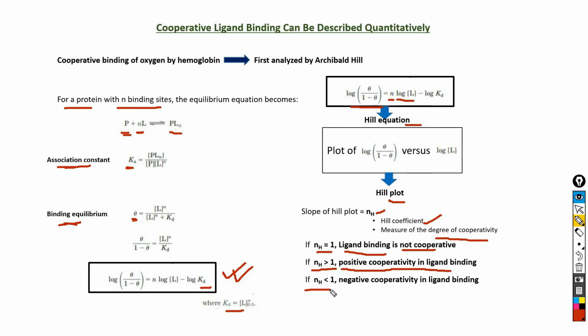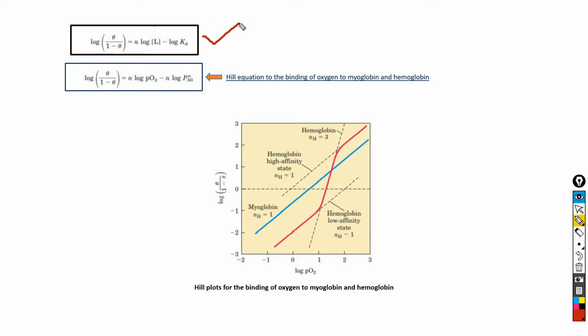Whereas if nH is less than 1, it indicates there is negative cooperativity in ligand binding. This means the binding of one molecule of ligand impedes the binding of others, and the well-documented cases of negative cooperativity are rare. And this is the Hill equation for the binding of ligand to protein.